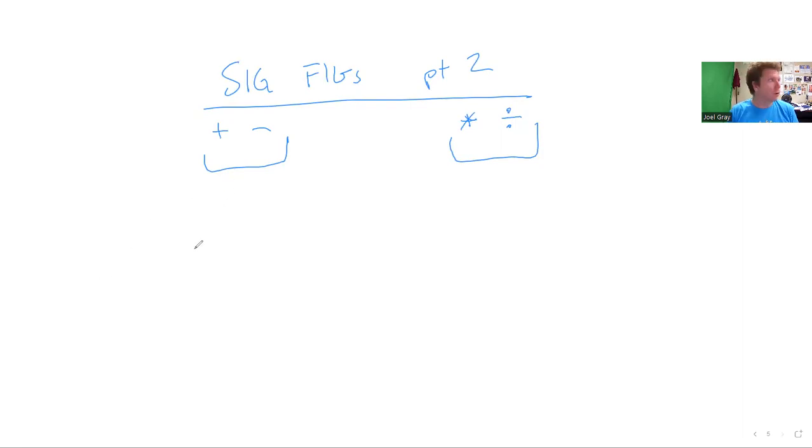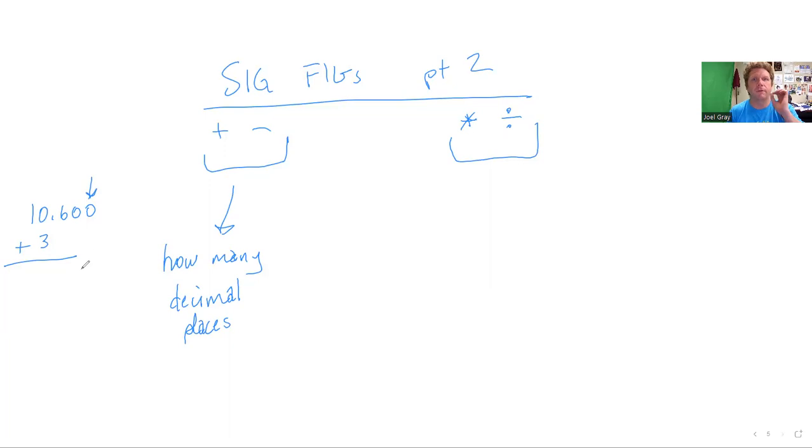If you're adding two numbers or subtracting two numbers, what you need to do is figure out how many decimal places you've got. So if you took the number 10.600 and you added that to 3, well, one of those numbers has the tenths, the hundredths, the thousandths position. It's got a great amount of precision. Your other number, on the other hand, we don't have any decimal places. So this number actually has 0 decimal places.